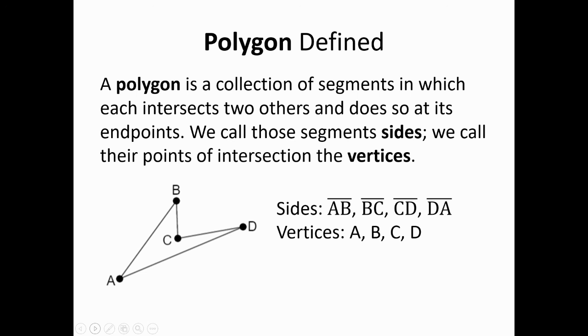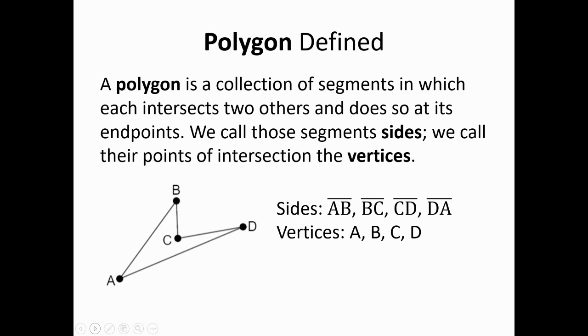So each line segment, and all the others the same is true, every line segment intersects two others and does so at its endpoints. And when we do this, we get a polygon. Those segments that together compose the polygon are called its sides, and the points of intersection of the sides are called the vertices, which in this case are A and B and C and D.